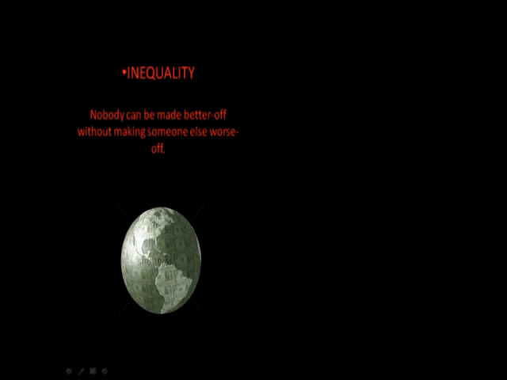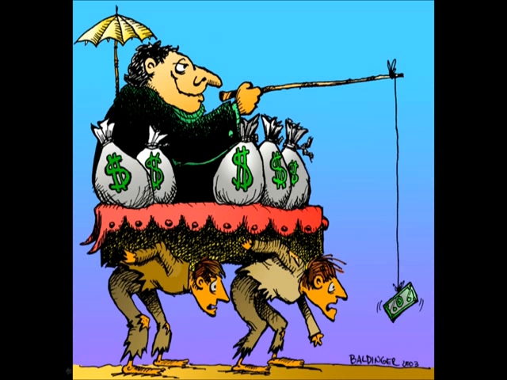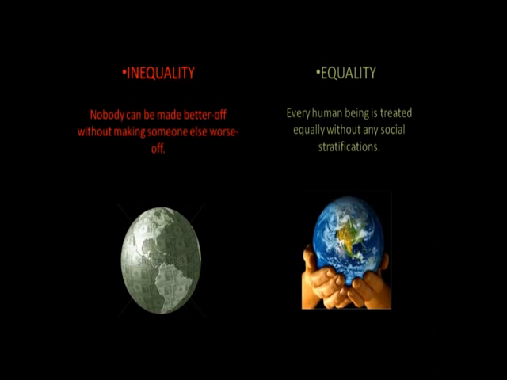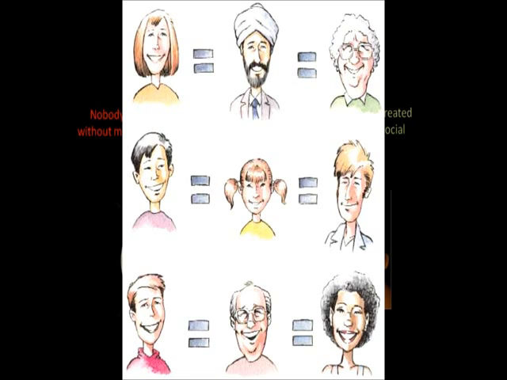The next point, monetary economics says inequality. Now, this is something very, very preposterous. Nobody can be made better off without making someone else worse off. This is the most preposterous notion of today's economics. In order to make someone better off, you need to either directly or indirectly chisel off some other person's wealth. And against this, resource-based economics says equality. Every human being is treated equally without any kind of social stratification. No elitism, no competition, nothing. Everybody is equal.